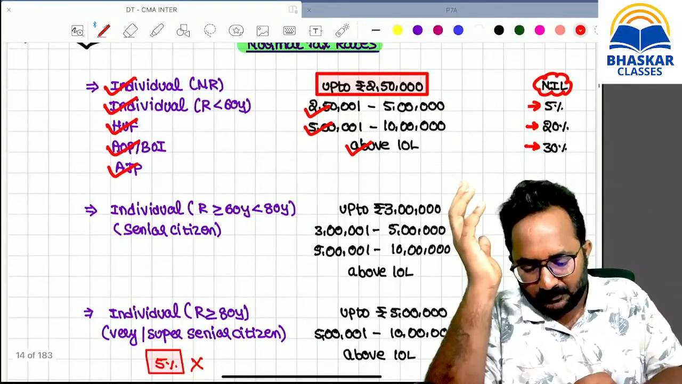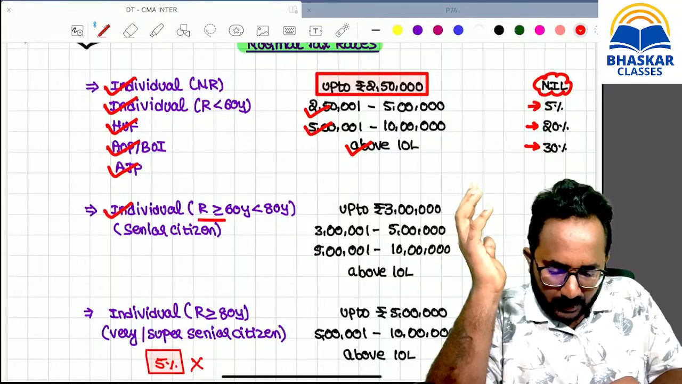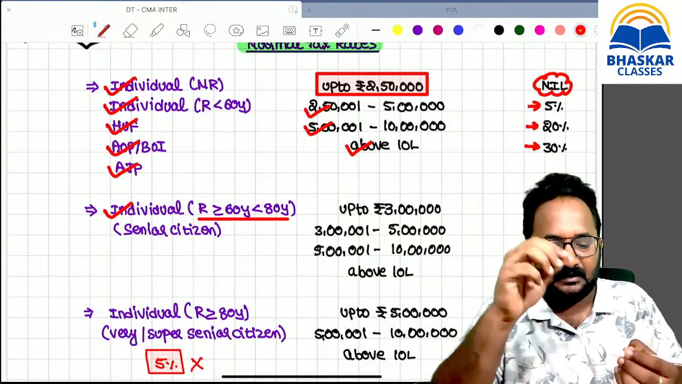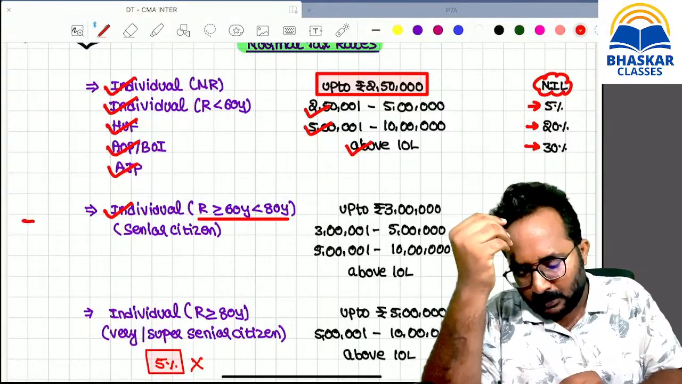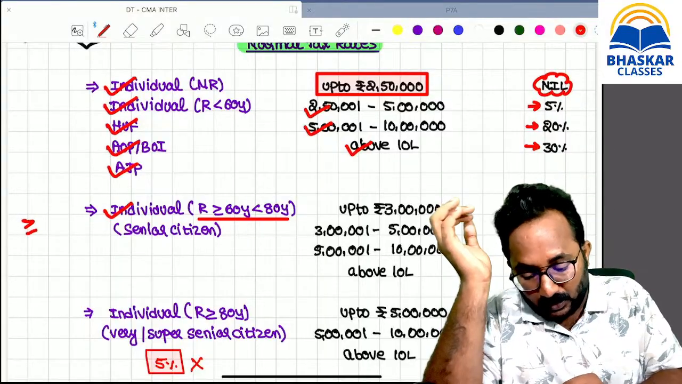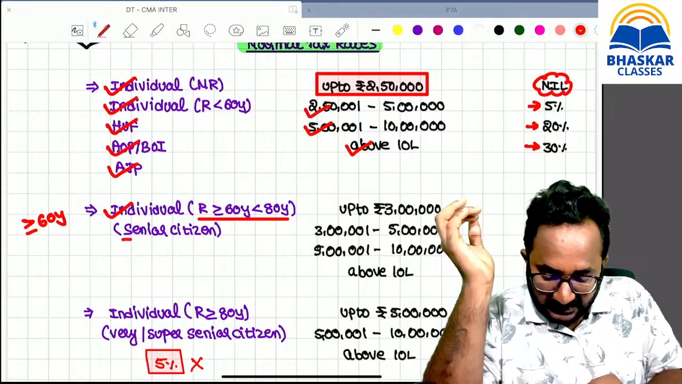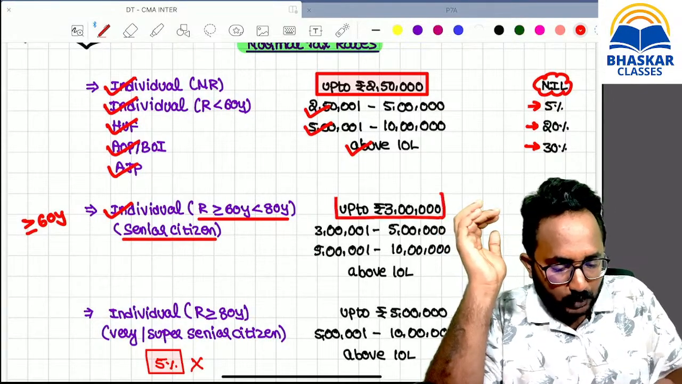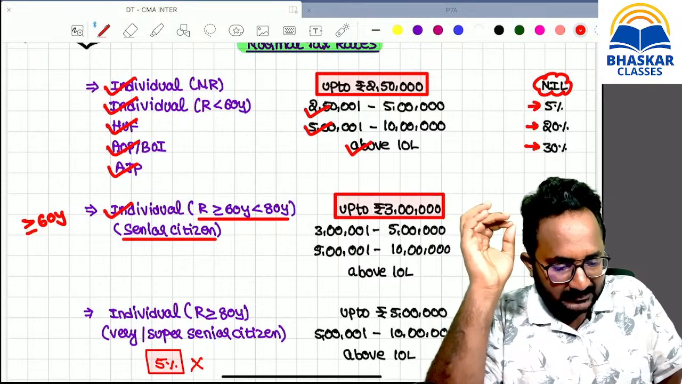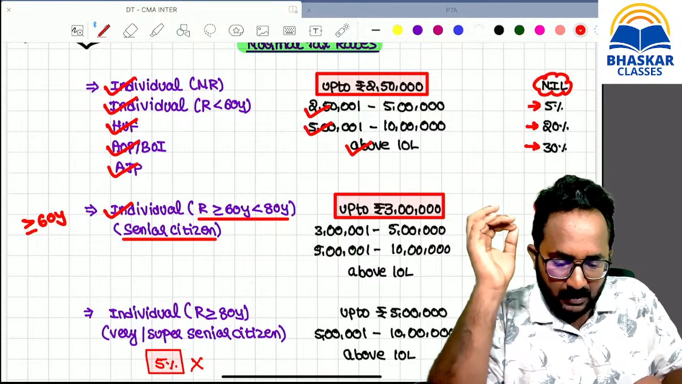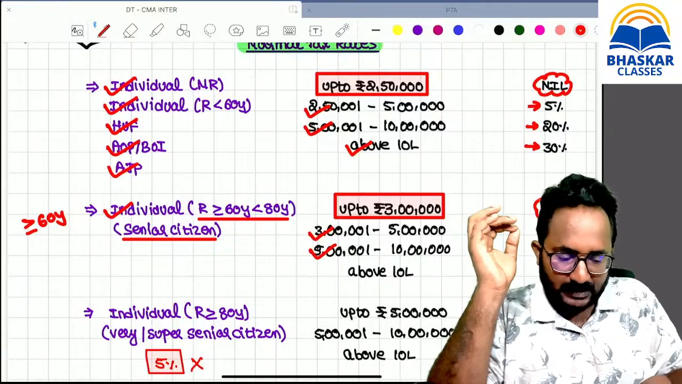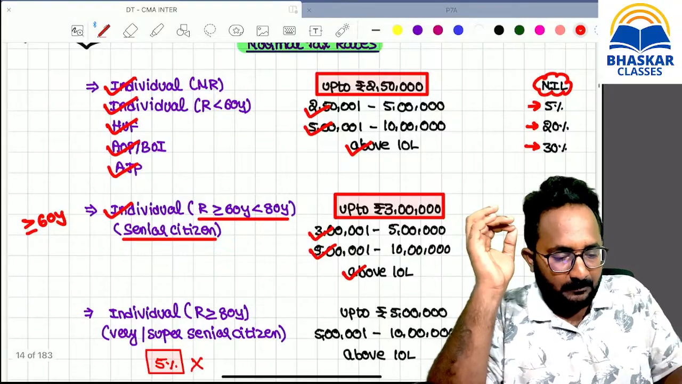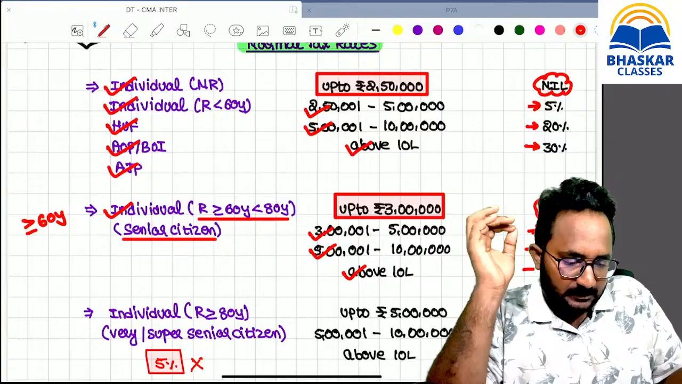Next category, individual more than or equal to 60 years. In the examination maybe you may have doubt, so remember, more than or equal to 60 is also a senior citizen. What is the basic exemption limit? 3 lakh. Up to 3 lakh, no need to collect any tax. Next slabs: 3 to 5 lakh, 5 lakh to 10 lakh, above 10 lakh, at 5%, 20%, 30%.